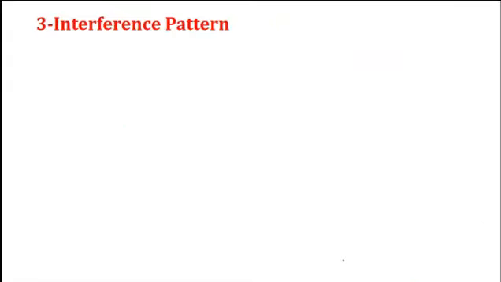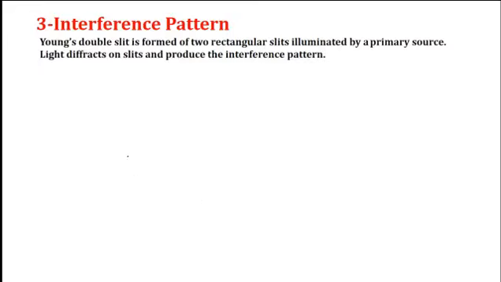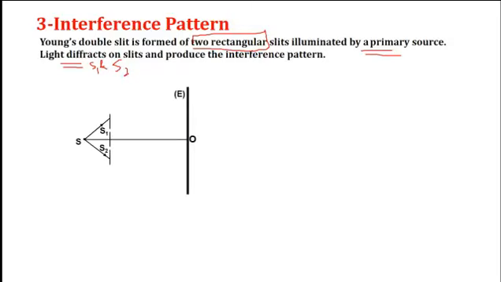Now we are going to study the interference pattern. As we said, Young's double slit is formed of two slits. Here the slits are taken rectangular and illuminated by a primary source. Light undergoes diffraction on the secondary sources S1 and S2 and produces the interference pattern. Look carefully at the figure below. Here we have Young's double slit. S is the primary source.